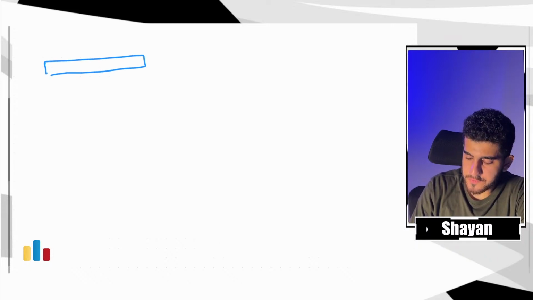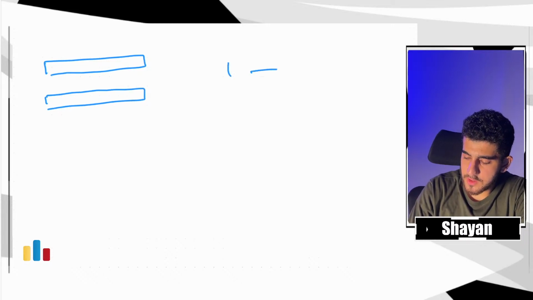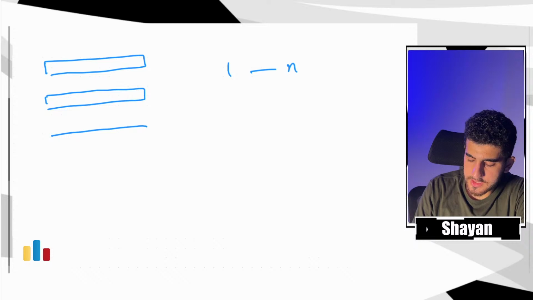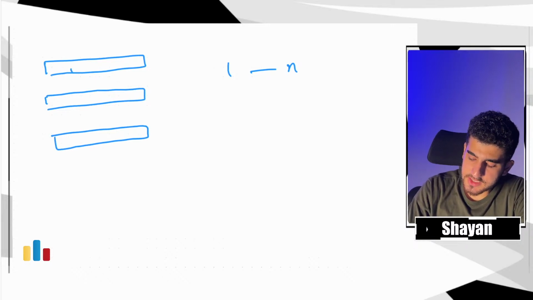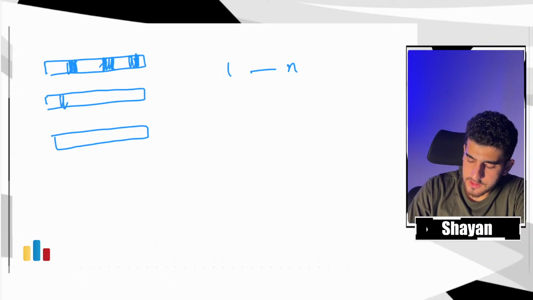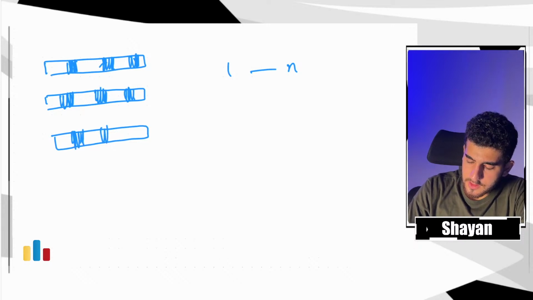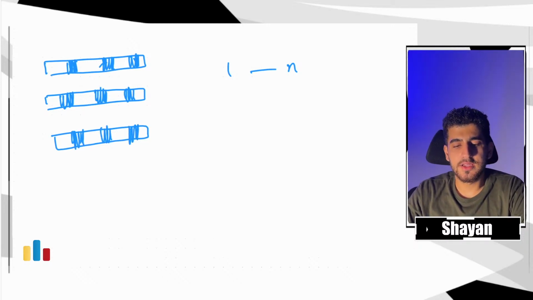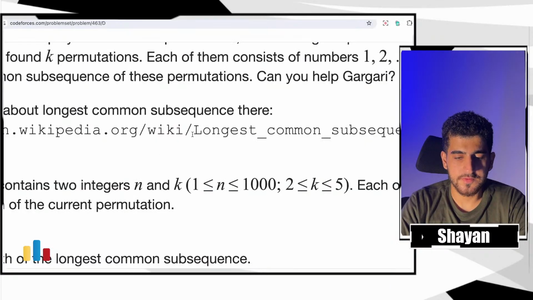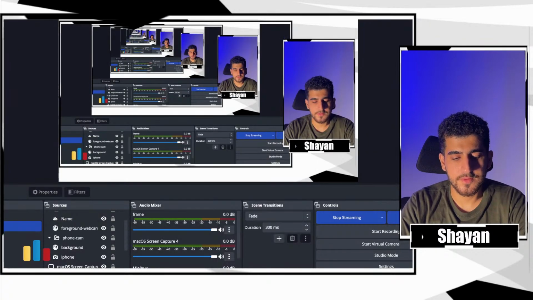In this problem we have k permutations, and we want to find out the longest. All of them are permutations from 1 to n. We want to find the longest sequence such that it's the subsequence of all of them. It has appeared in order in all of these. We want to find the longest such sequence. And we know that n in this problem is up to 1,000 and k is up to 5.